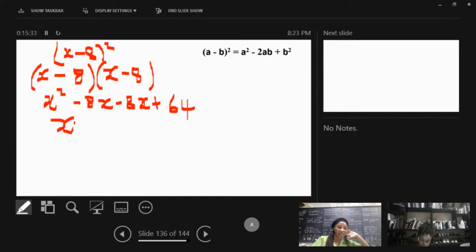So simplifying the middle, we're going to get minus 16x plus 64. And we're going to check to make sure it follows the rule. So we know the first term should be this squared, which is x squared. The last term should be this squared, which is 64. The middle term should be 2 times a times b, and we subtract that. So 2 times 1 is 2, times 8 is 16, and it's supposed to be negative, so it's minus 16x. So we have proven that it follows the rule.